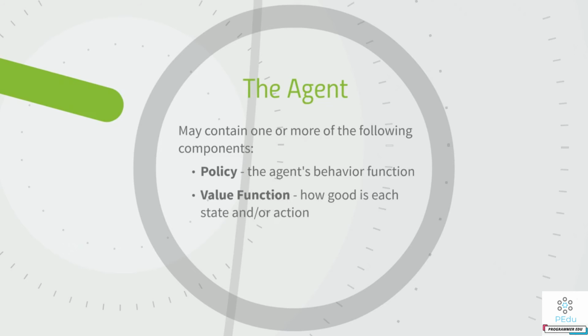The next component would be a value function. So how good is each state and or action? These value functions are going to take into account future rewards. So we're going to try to make a prediction of future rewards and take the action that maximizes our value. And ultimately, this is going to help us develop a policy. Finally, we might have a model in our agent, and this is going to be the agent's representation of the environment. So a model is going to help us because we can predict what the environment will do next.